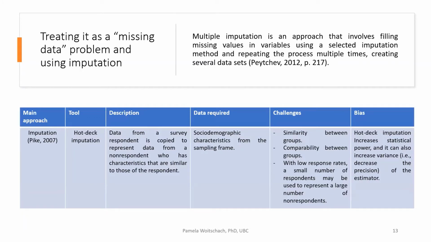Pye 2007 also described another type of imputation, in this case, named hot deck imputation. In this case, he was referring to a tool that needs data from survey respondents, and the data from survey respondents is copied to represent data from a non-respondent who has similar characteristics to the respondents. In this case, we need sociodemographic data.